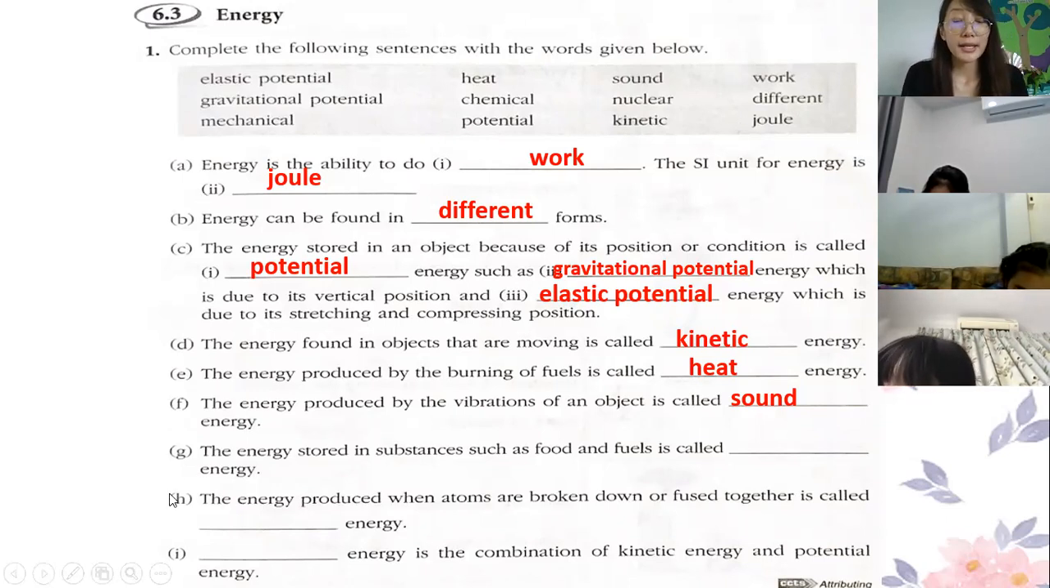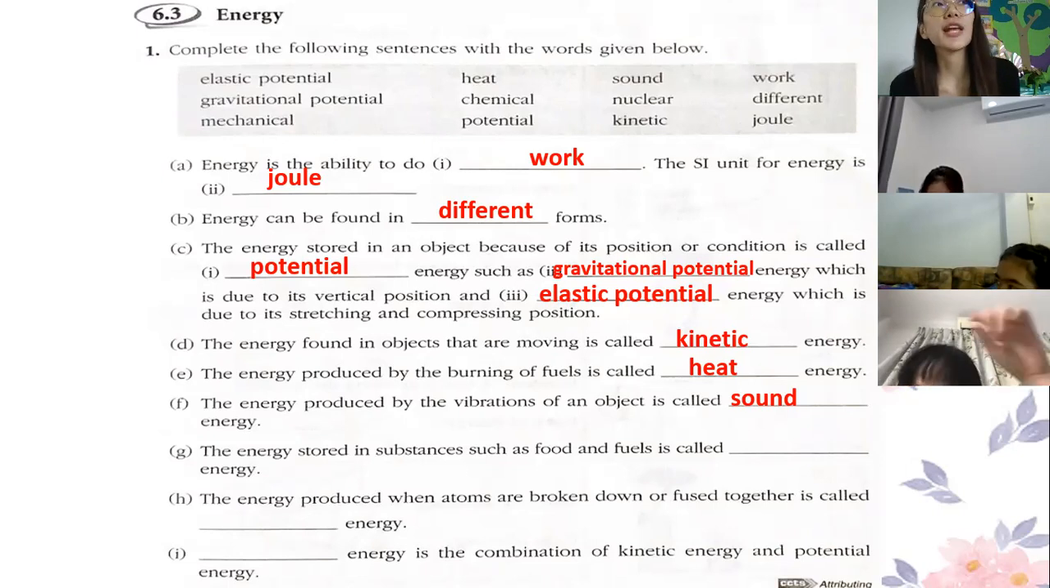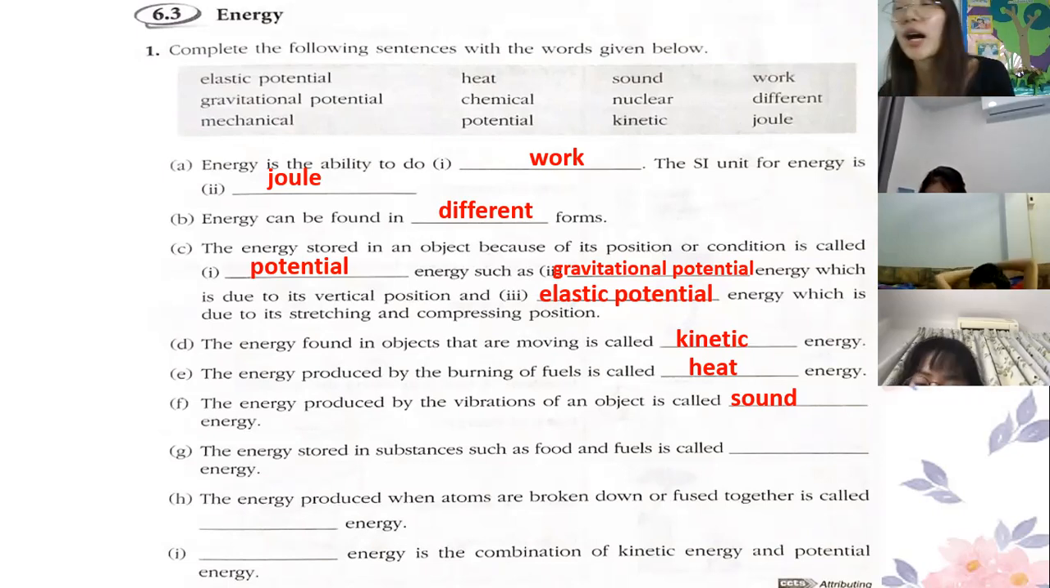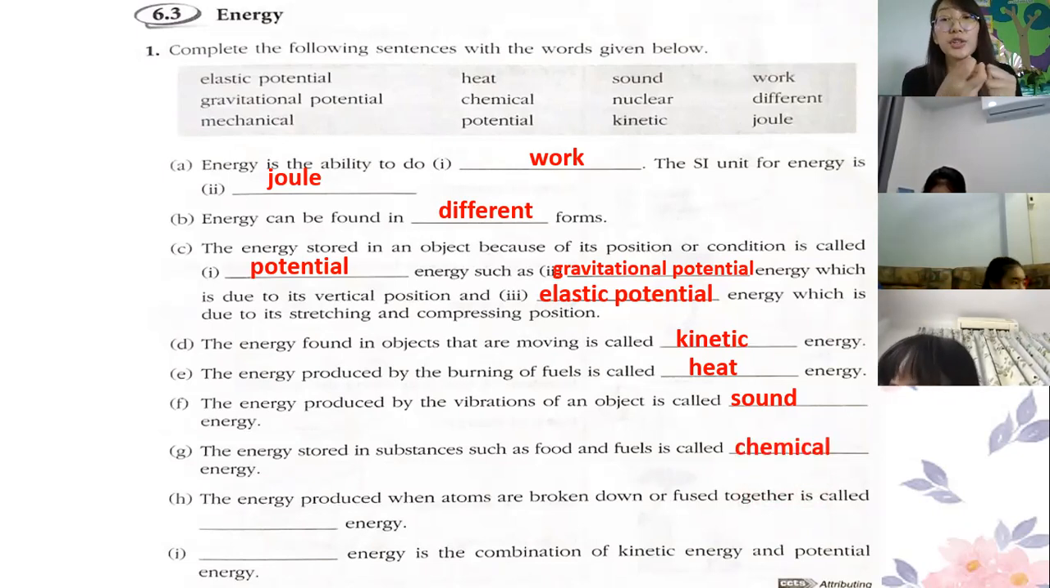Let's read question G, right? The energy stored in substances such as food and fuel is called chemical energy. Another example can be photosynthesis. Let's say photosynthesis, what do we need? Plant, for example. When a plant grows, what do they need? They need sunlight, they need rain, right? Because of the sunlight, rain, and oxygen around it, the plant will start to grow. That one is the photosynthesis. So that energy is also called chemical energy. It reacts with other substances, okay?